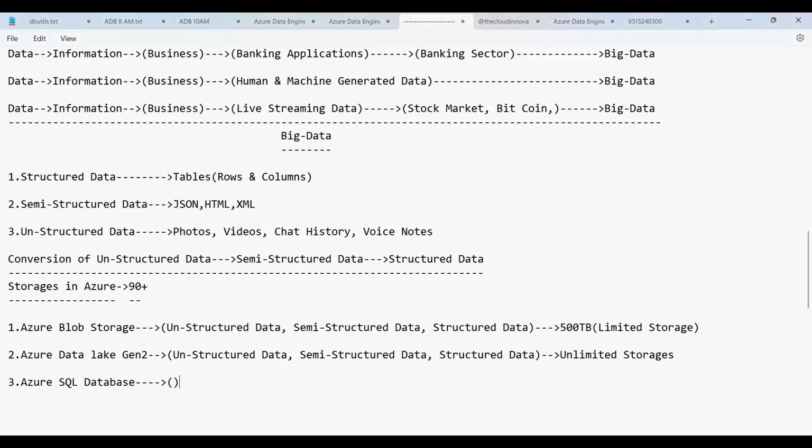Only structured data. Why? Because we say what is it? SQL Server now, guys. SQL Server we say. So what do you mean SQL Server? The SQL Server is nothing but an on-premises system.